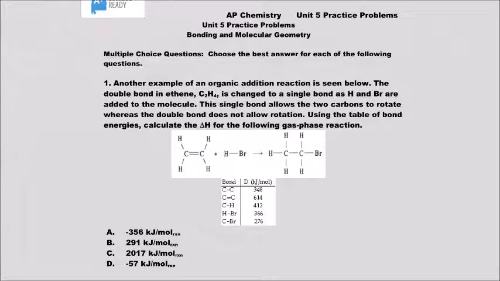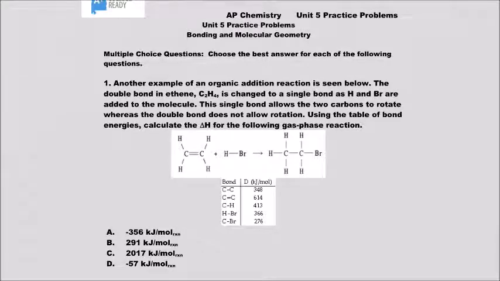Okay, this video helps explain these Unit 5 practice problems, which are on bonding and molecular geometry. So if we take a look at this first problem, notice we have structural formulas of a reaction, and we're told some details about that in the reading. Then it further states, using the table of bond energies, calculate delta H for the following gas phase reaction.